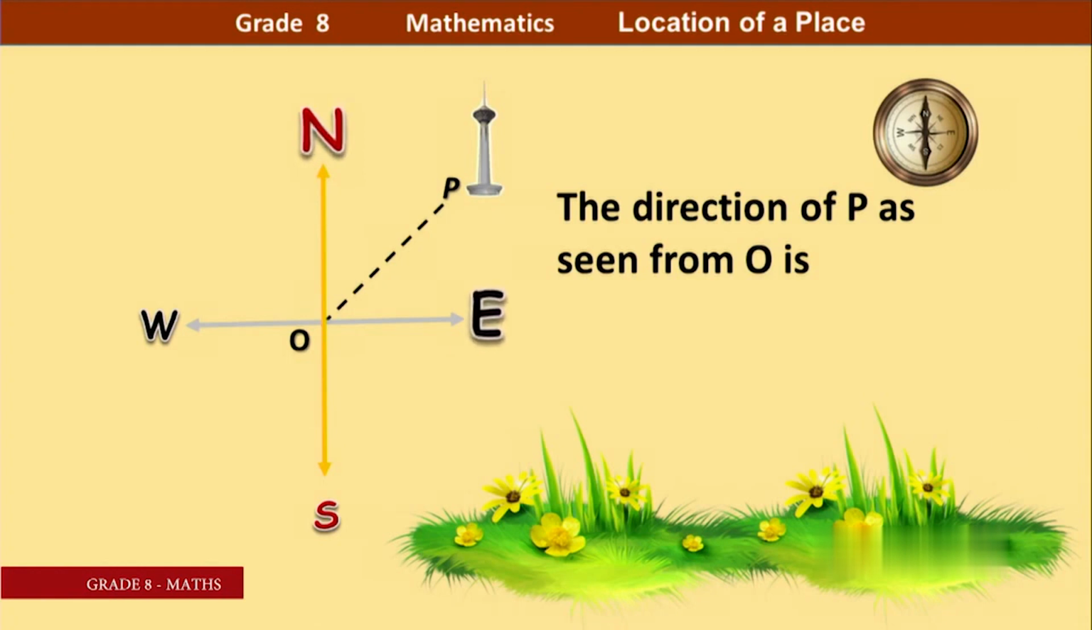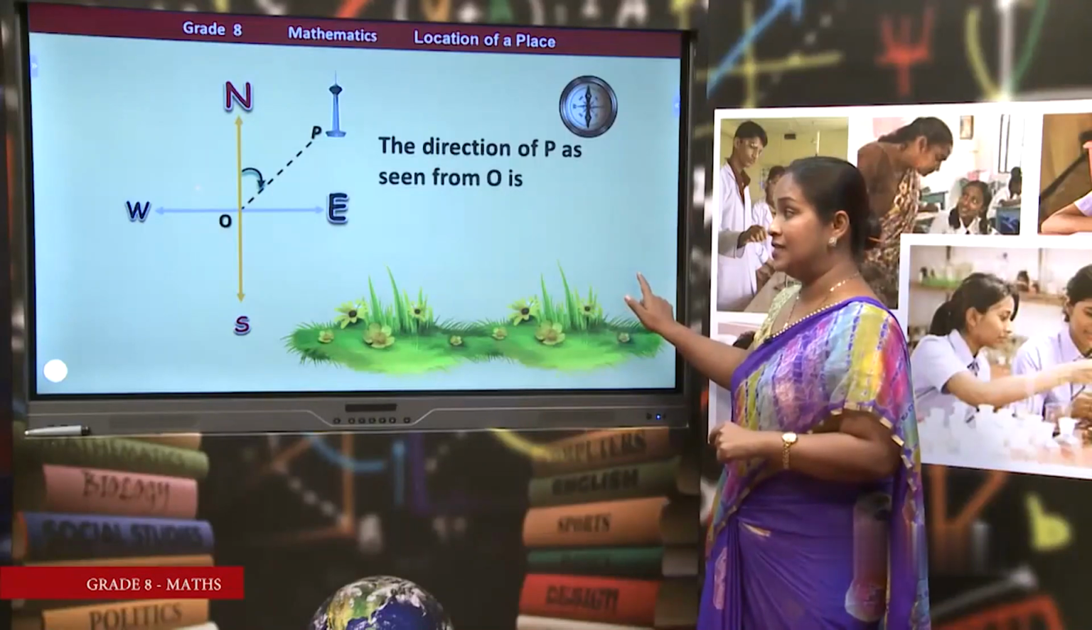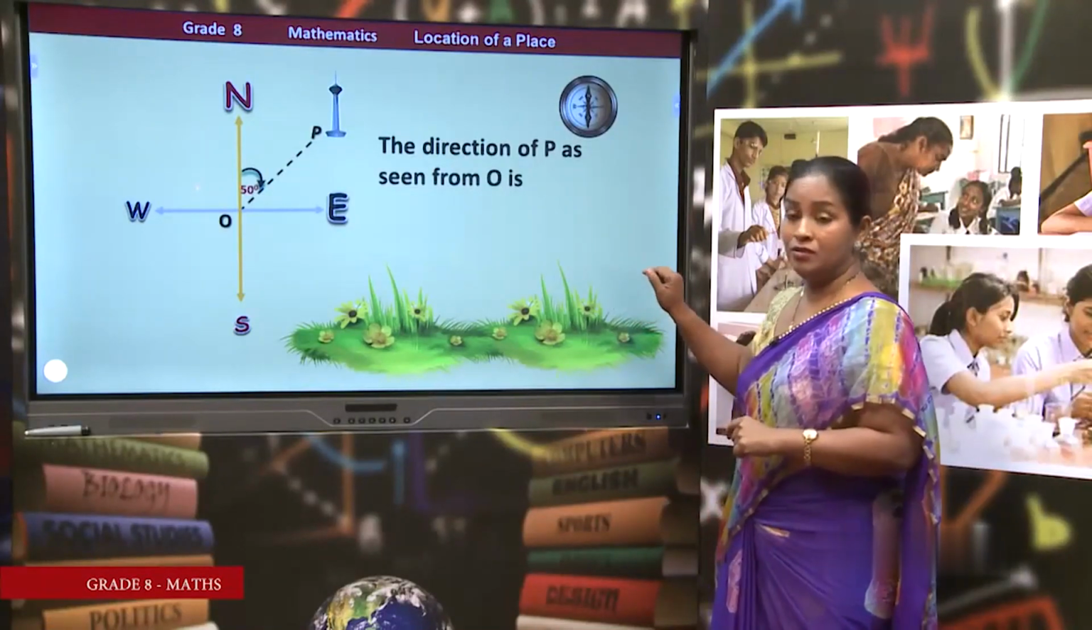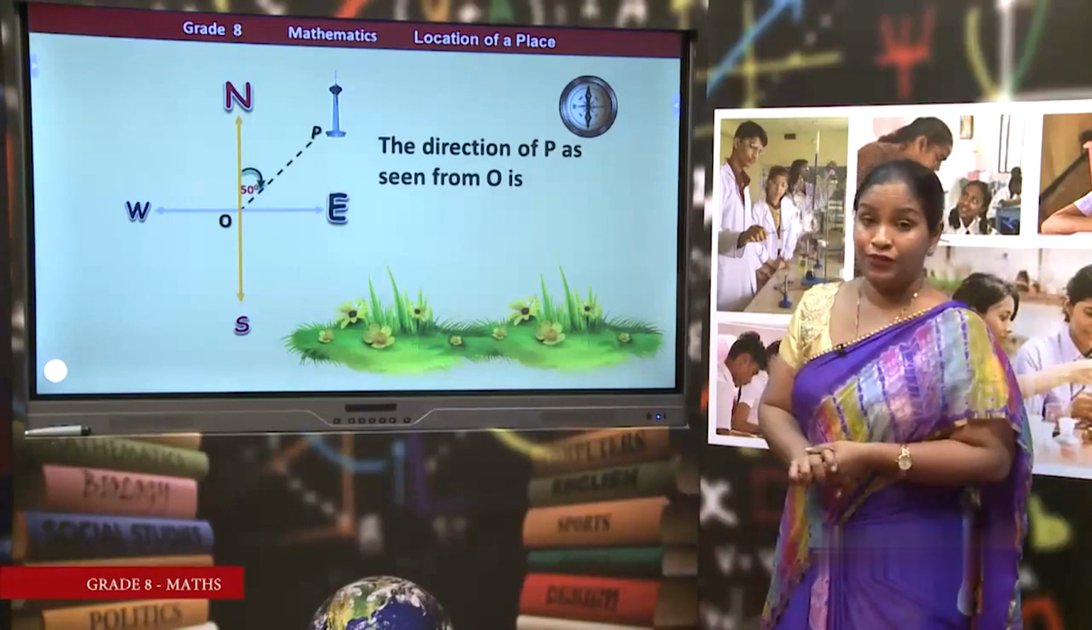We have to check in between which main direction P is. So, it is between north and east. Then we measure the angle starting from north. I told you earlier, the priority is given to the north direction rather than east. So, we measure the angle starting from north. What is it? According to this, it is 50 degrees.